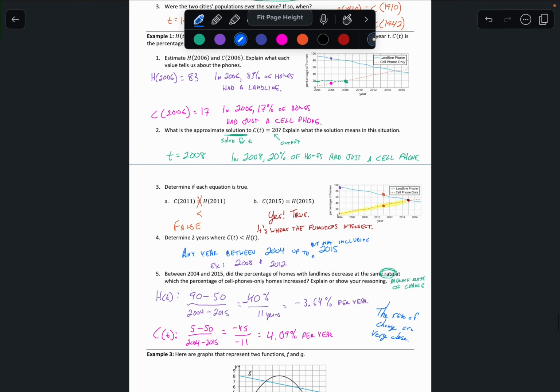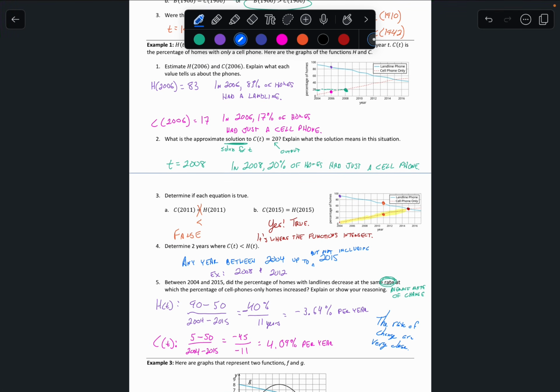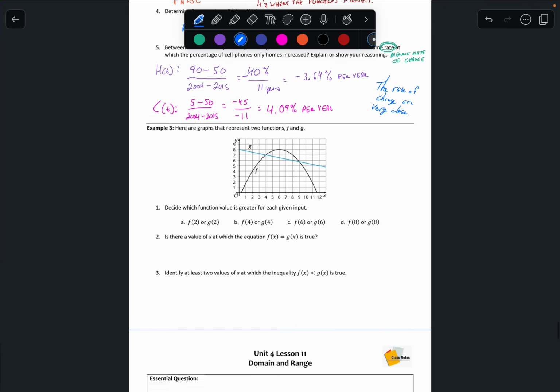So that's our main example we're looking at today to compare landlines to cell phones, and also to throw back to average rate of change and function notation. Okay, so if you have any questions there, please let me know. And if no, we'll move on to our last example.